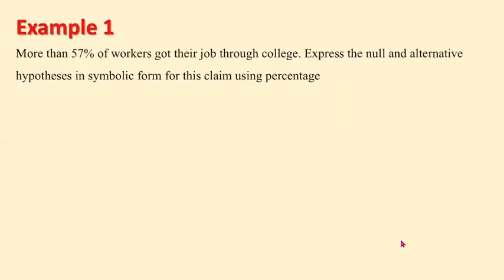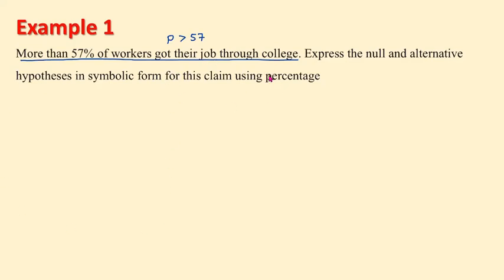First example. More than 57% of workers got their job through college. Express the null and alternative hypothesis in symbolic form for this claim using percentage. So here, what they're saying is more than 57% of the workers got their job through college. So here, the percentage of people getting the job through college is greater than 57%.